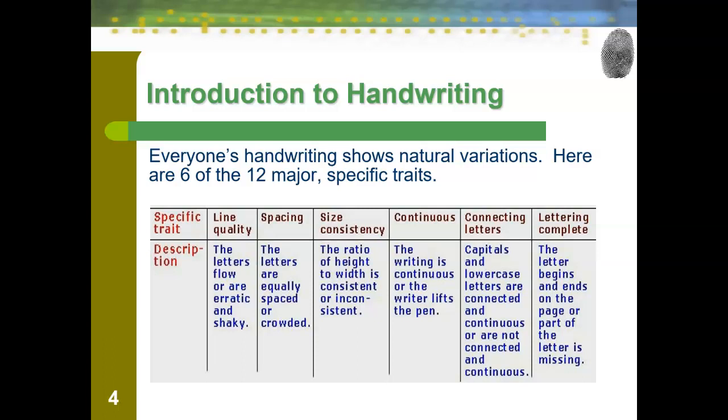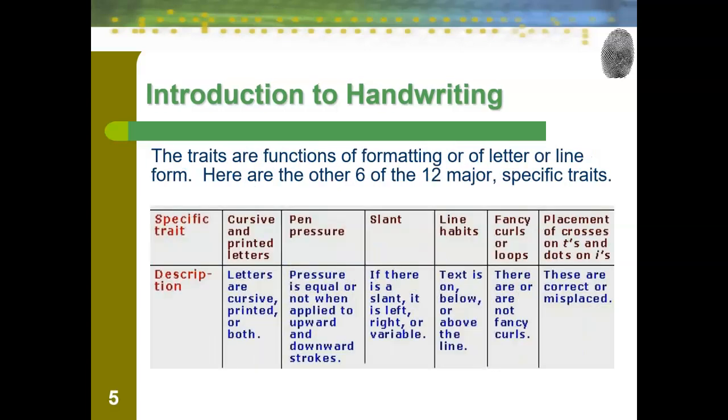And letter incomplete: the letter begins and ends on the page, or part of the letter is missing. Some people do not draw letters completely. They might leave a gap in an A or not make their H's as tall as they should, so they look like N's. That would be a part of the letter missing, versus doing all of the letters accurately and correctly.